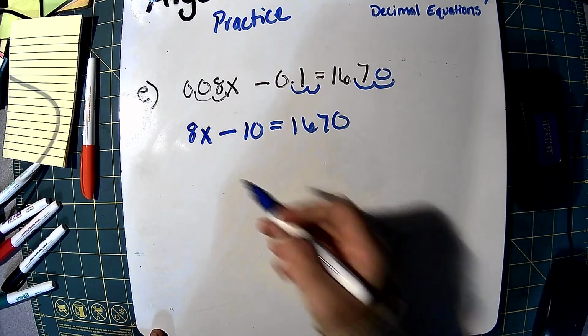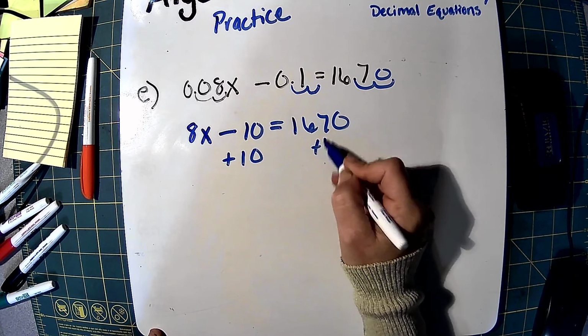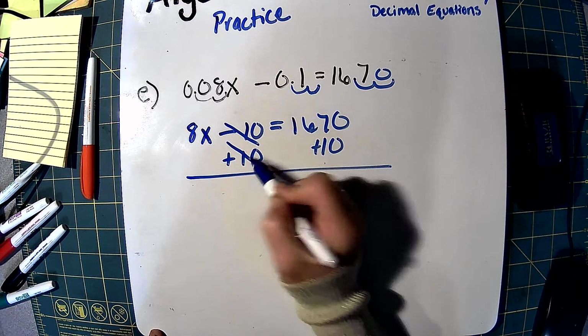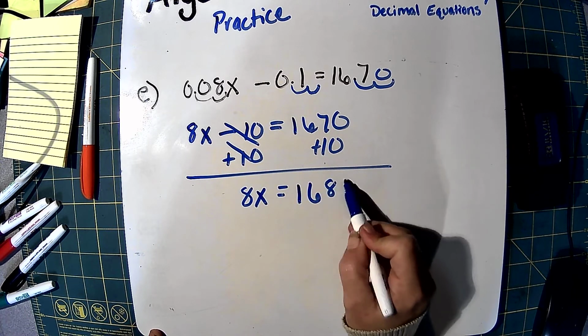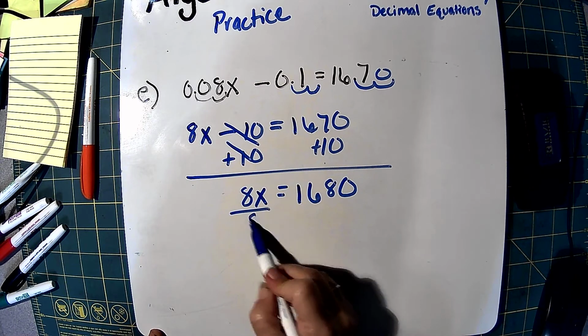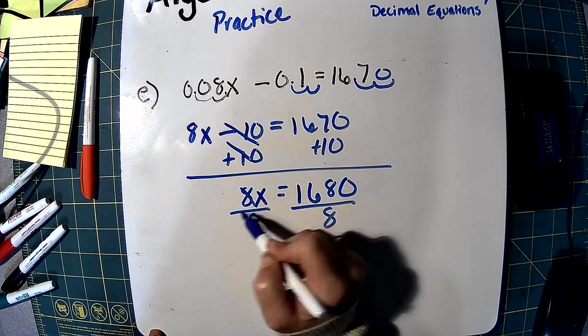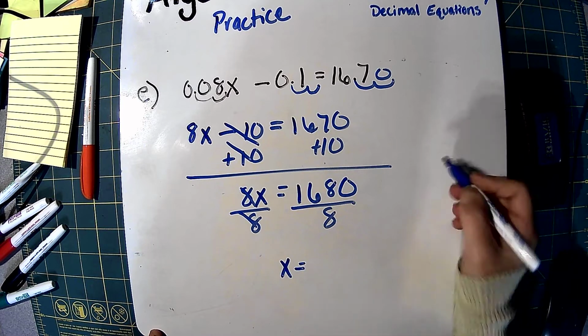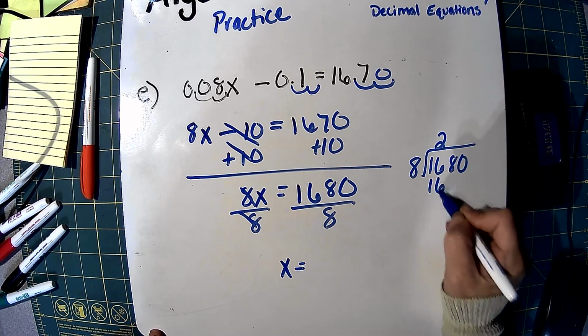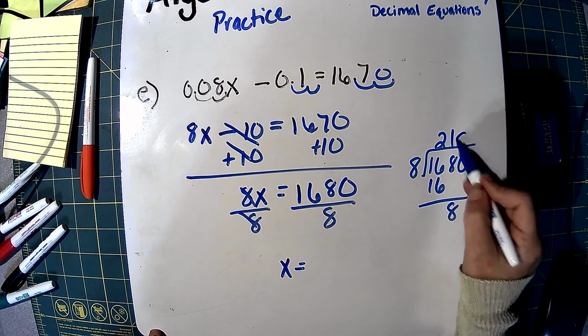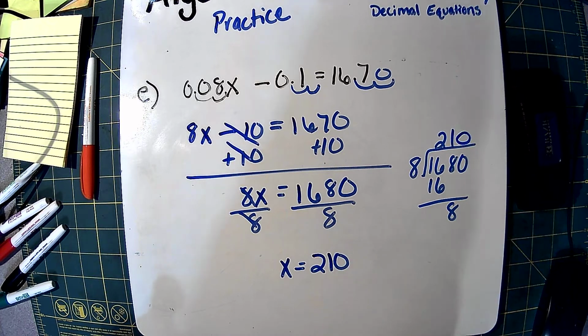Okay? Now I'm just going to add 10 to both sides to get rid of that 10. And I have 8x equals, okay, and now just divide by 8. And I'm going to get x equals, let's see, I have to divide that by 8. 2 is 16. 1, 210. X equals 210. Now, if you hadn't gotten rid of the decimals, you still would have come up with the same answer, but it would have been a lot harder.